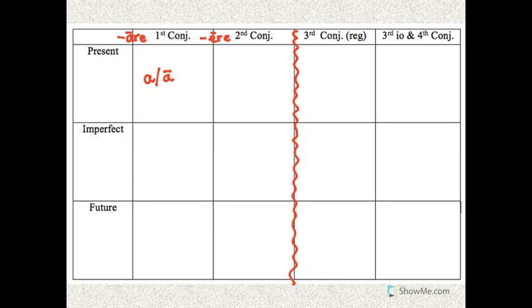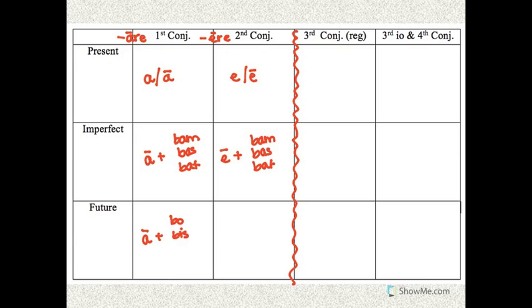For the second conjugation, your thematic vowel is E. Again, sometimes it's short and sometimes it's long. For the imperfect, we always have a long A thematic vowel before we add on our endings bam, bas, bat, etc. And for the imperfect, for the second conjugation, we always have a long E before our endings bam, bas, bat, etc. For the future tense, we have a long A for the first conjugation before our endings bo, bis, bit, etc. And for the second conjugation, we have a long E before our endings bo, bis, bit, etc.